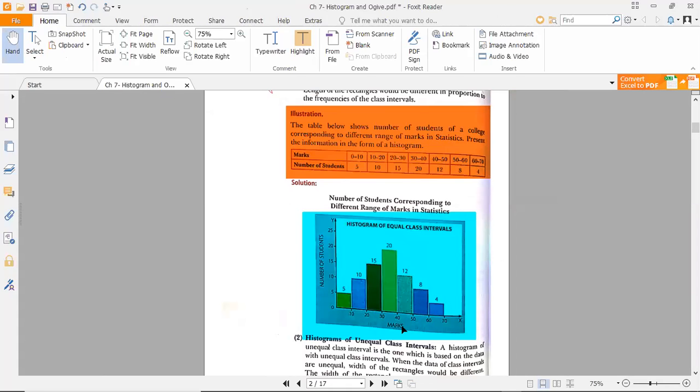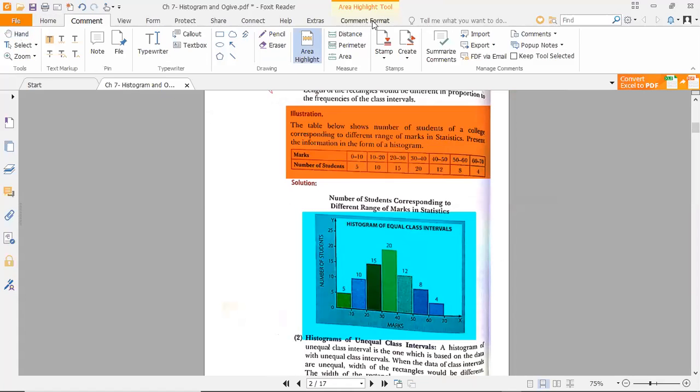You have got marks on the x-axis and the number of students on the y-axis, and then we will be having equal class intervals. The histogram of equal class interval. This is what we have done. We'll be proceeding towards the next topic, guys. I hope everybody must have understood this.